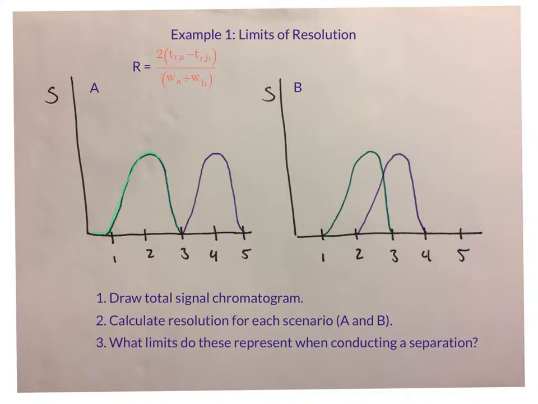In the first example, this is really straightforward because there's really not much in the way of overlap, the way these peaks are drawn, or the way they would be in real life if they were Gaussians. For example 2, we do have some overlap that gives us something that looks more like this. So already we can start to see some significant differences between scenario A and B in terms of what the final signal looks like when we combine these two peaks into a single total signal chromatogram.